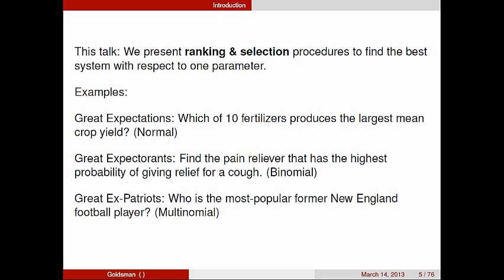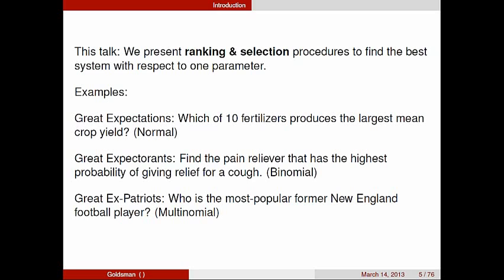Then I've got this, I'm reaching for a couple jokes here, but now I have this problem, great expectorants. Find the pain reliever that has the highest probability of giving cough relief. So that's an expectorant. That's actually a binomial problem. A binomial success probability problem. I want to find the binomial distribution that has the largest p-value, the largest probability of giving success. And people use these procedures all the time in clinical drug trials. And you could use this procedure, again, in finding the simulation that has the highest probability of building you a profit.